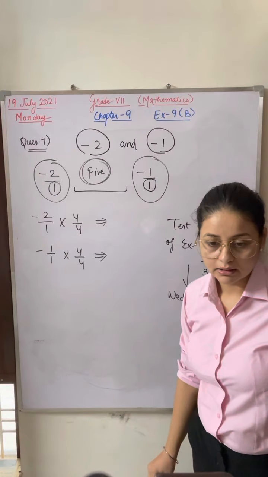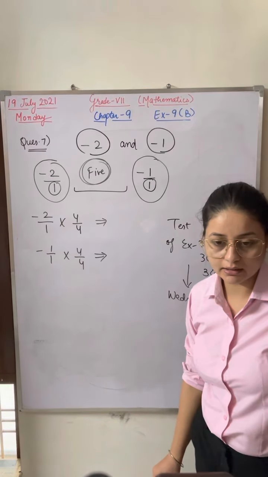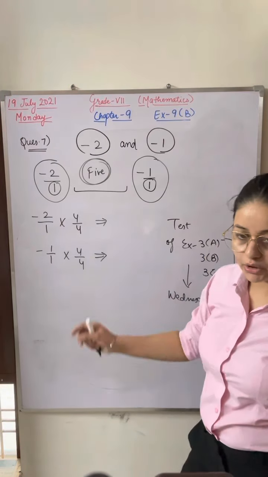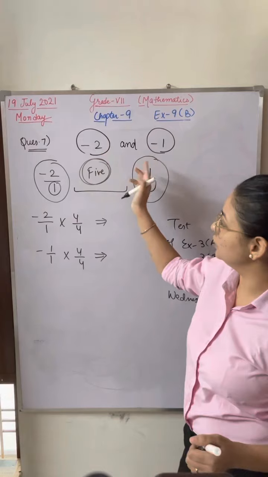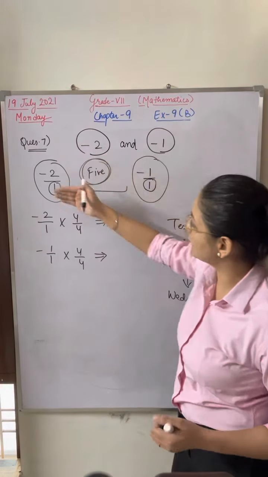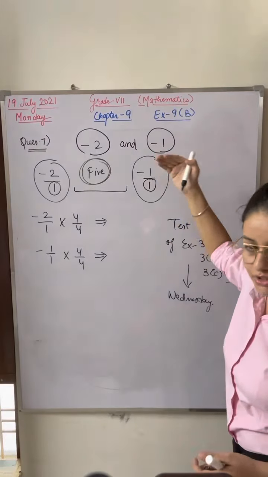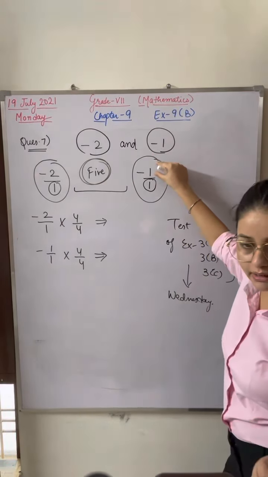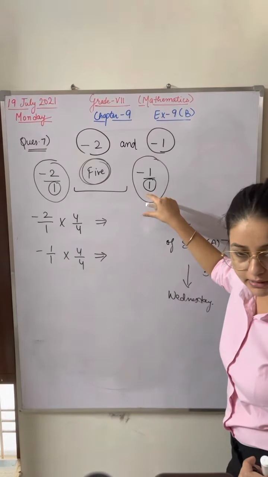Yes, Geet, Adarsh, Lathar. Getting it? Whenever any two single digits are given to you, you can place 1 in the denominator so that they become rational numbers, because rational numbers are in the form of a fraction, where you have something in the numerator and something in the denominator.